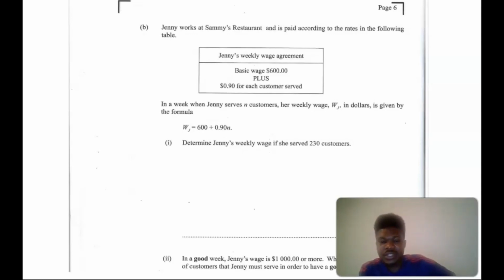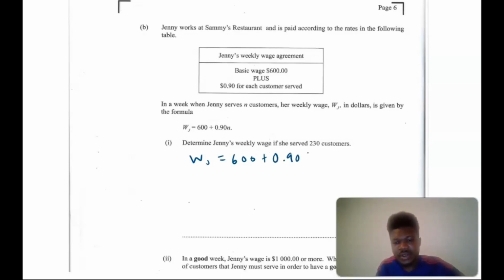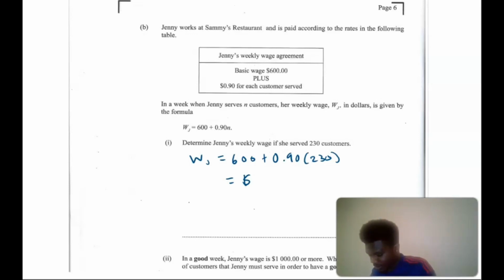Well, they told us that N represents the number of customers. So where we see N, we're going to substitute 230, because now we know our number of customers. So W_J this week is 600 plus 0.90 times 230, close the bracket. We can put all of this into a calculator. Let's go 600 plus 0.90 times 230, and that gives $807. So that's the amount she earns for that week. Just one mark for this problem.